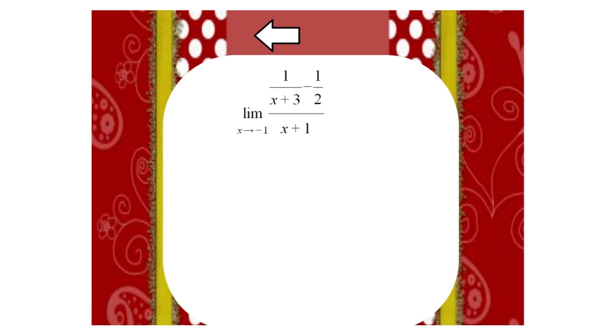All right, here's a little harder one. And on this one, I do have the multiple fractions going on. So I'm going to want to combine these two fractions into one because I cannot do the direct substitution. So I'm going to try to do some sort of algebraic procedure to see if this will reduce. So if I'm going to do that, the common denominator here is going to be a 2 with an x plus 3.